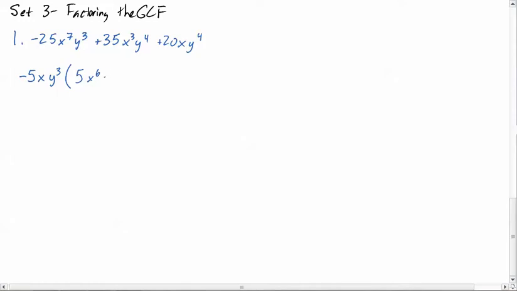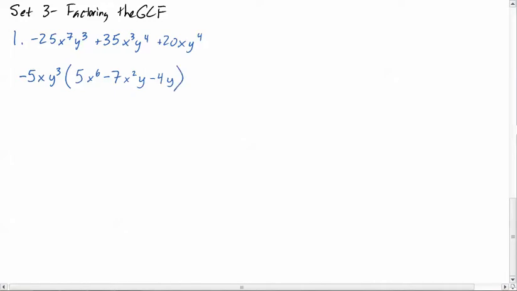We'll move on to the next one. 35 divided by negative 5 is negative 7. X to the third divided by x is x squared. Y to the fourth divided by y to the third: 4 minus 3 is 1. Then we'll move on to the last term. 20 divided by negative 5 is negative 4. X divided by x is 1, so x to the 0 is 1. They cancel each other out, essentially. And then I've got y to the fourth over y to the third, which will leave me with a y.